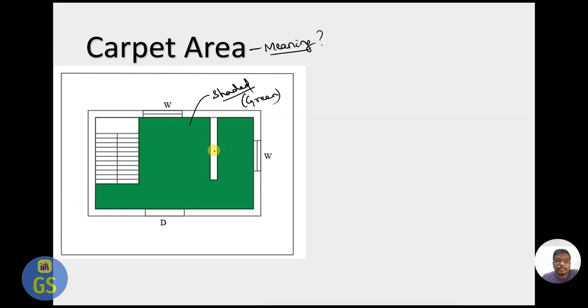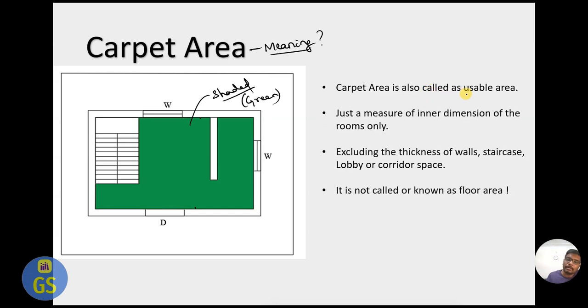That is calculated between the room sizes, wherever the rooms are there, inner to inner. Wherever the rooms are there, we measure inner to inner dimensions, but we are not measuring the wall thickness, or the staircase area, or any kind of lobby areas or corridors. We are not going to consider that in carpet area. Carpet area is also called the usable area, which measures only the inner dimensions of the rooms. What we measure as inner dimensions is called your carpet area.